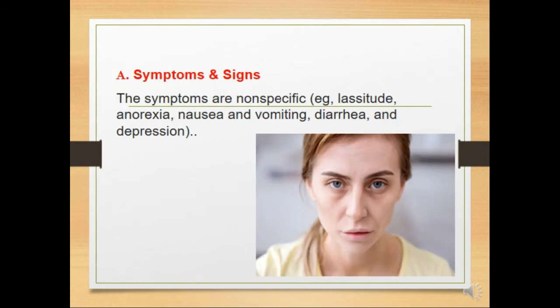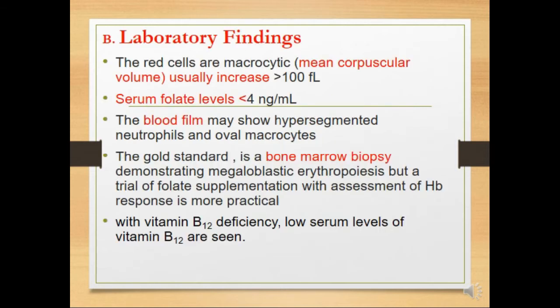Symptoms and signs of megaloblastic anemia are non-specific, such as fatigue, anorexia, nausea, vomiting, diarrhea, and depression. Laboratory findings: red cells are macrocytic, MCV usually increased to more than 100, serum folate level less than 4 nanograms per mL. Blood film may show hypersegmented neutrophils and macrocytes.